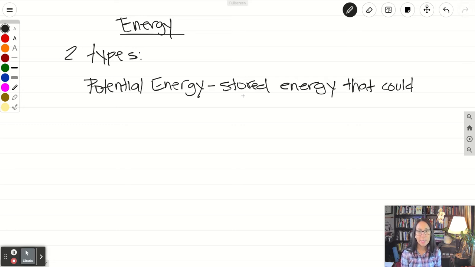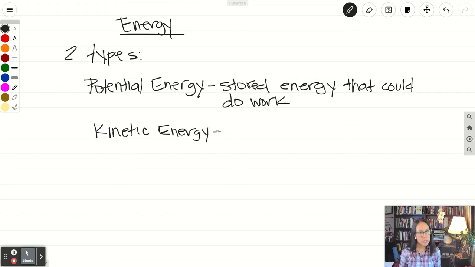So it has the potential to do work. That brings us to the second type of energy, which is called kinetic energy. Kinetic energy is energy that is moving. So anything in motion, anything doing work is called kinetic energy. So I'm going to say energy in motion.